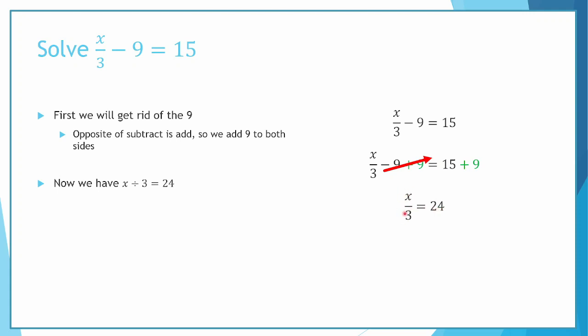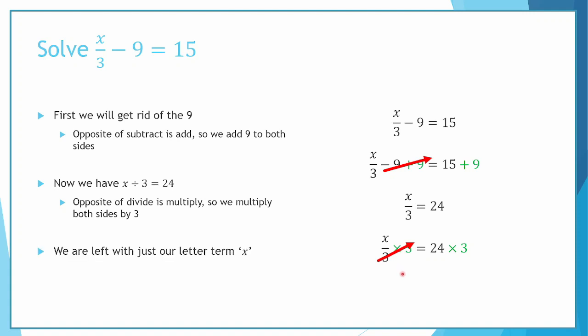So x over 3 can also be said as x divided by 3. So now we want to get rid of the 3, because we're dividing by 3. To get rid of it, we have to multiply by 3. So x over 3 times 3 equals 24 times 3. This 3 and this 3 will cancel out to give us 1. So we're left with x equals 72. And that's the solution to this equation here.